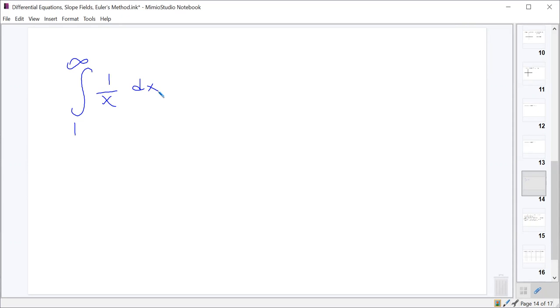So if we want to do the integral from 1 to infinity of 1 over x dx, first thing we have to do is rewrite it as a limit. So this will become the limit, and then we can take any constants up here. We'll say a, limit of a approaches infinity of now an integral from 1 to a of 1 over x dx.